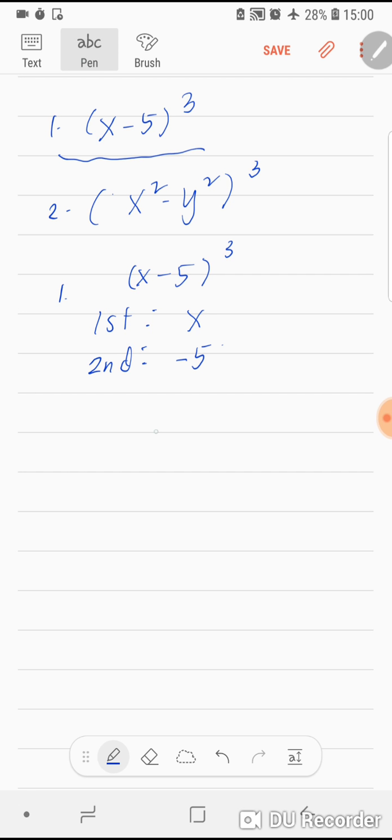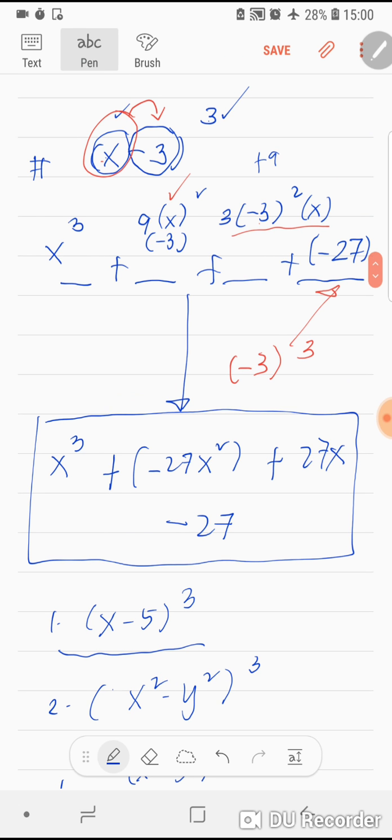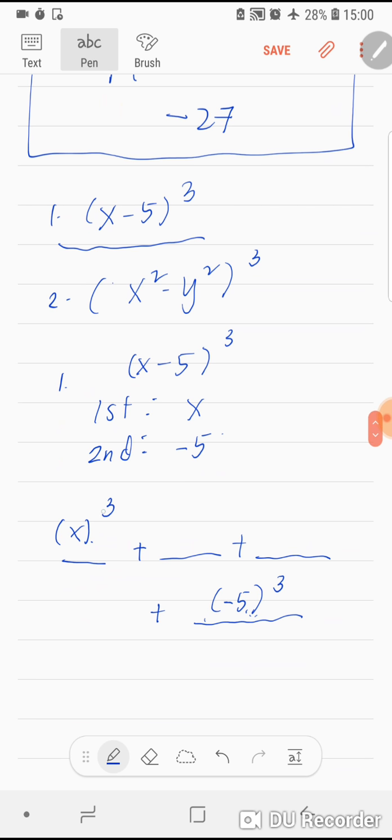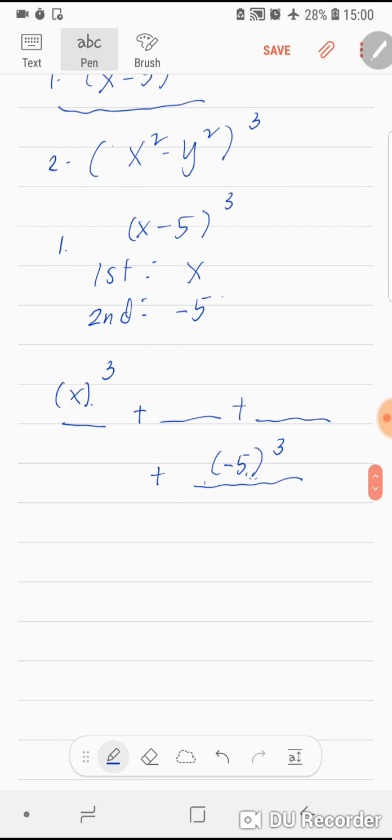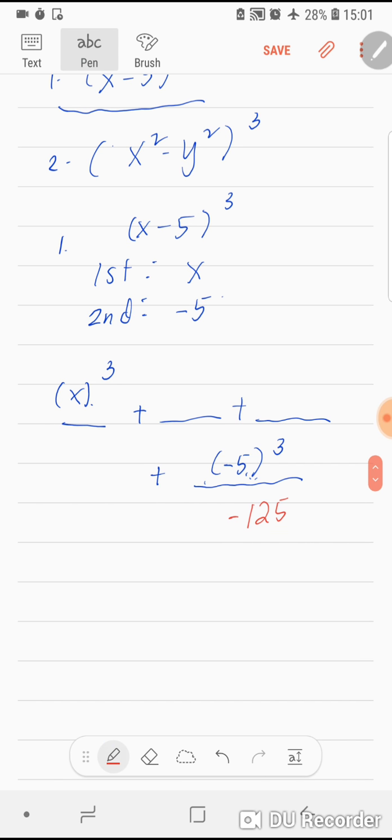Our normal convention is to put blanks for the first, second, third, and then the fourth terms. We have to cube the first and the last part. So we have x to the power of 3, and for the last part, negative 5 to the power of 3. So x cubed and then negative 5 cubed, which is equal to negative 125.